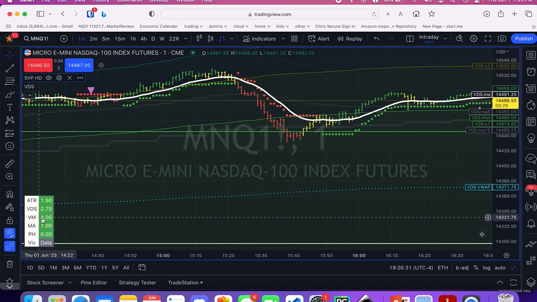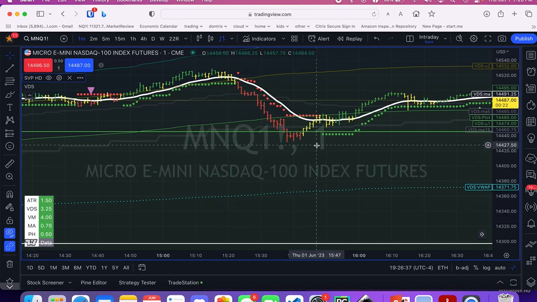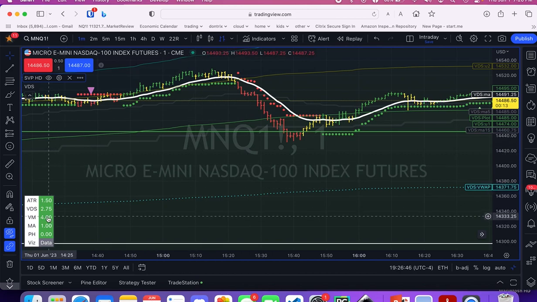So what does this mean? This is the VDS and moving average distance. How close the VDS and the moving average are. The VDS is these levels, and the moving average is the white line. So how close these two are, okay? I want to know that. That is a very important thing for me.